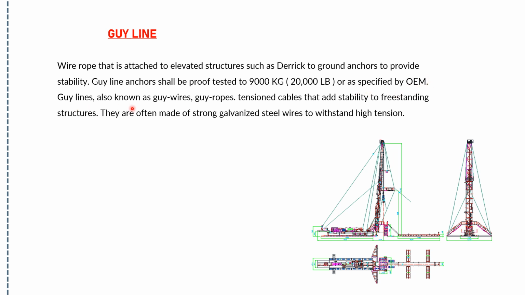Guy lines are also known as guy wires or guy ropes. They are tensioned cables that add stability. The tension cable adds stability to freestanding structures. So this tension cable is providing stability to this freestanding equipment or structure. They are often made of strong galvanized steel wires to withstand high tension.